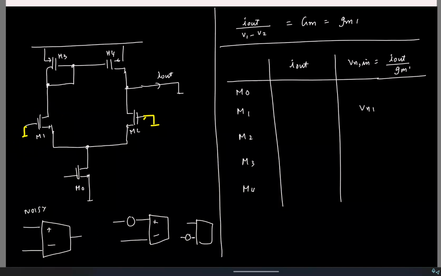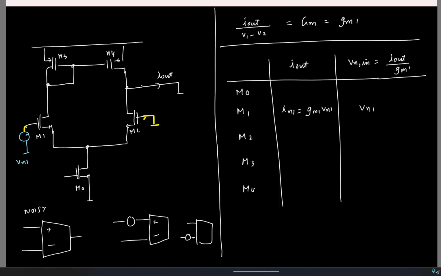If I try to compute the short circuit output current due to M1, what do you think that will be? The voltage is basically Vn1, because I am modeling the noise like this. The short circuit current due to Vn1 is Gm1 times Vn1. Again, the difference between the two voltages times Gm is the output short circuit current. I'll write it as In1, which is basically Gm1 Vn.